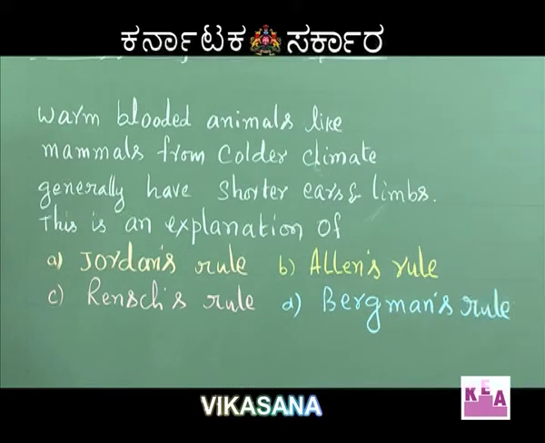Let us see one more question. Warm blooded animals like mammals from colder climate generally have shorter ears and limbs. This is an example of option A, Jordan's rule, option B, Allen's rule, option C, Wrench's rule, option D, Bergman's rule. Option A is Jordan's rule.